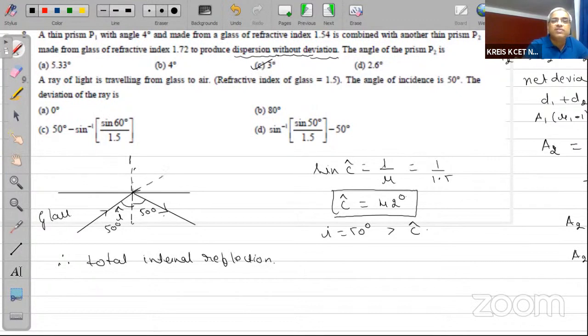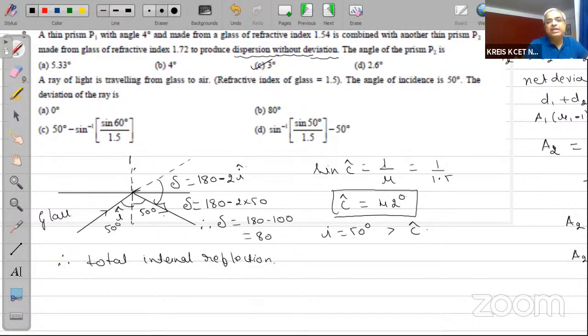Now, what is the deviation? The deviation delta is 180 minus 2i. That was my mistake, students, and I really apologize for that. It should be equal to 180 minus 2 into 50. That will be your deviation, and therefore the net deviation here becomes 180 minus 100, which is equal to 80 degree. I'm extremely sorry.